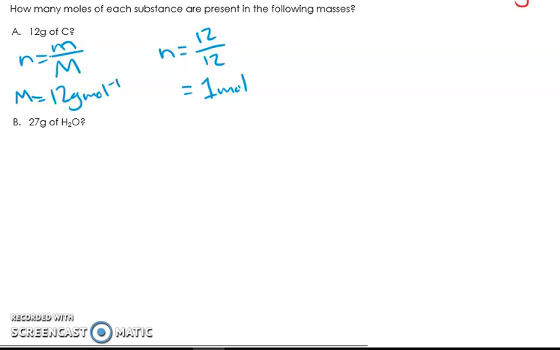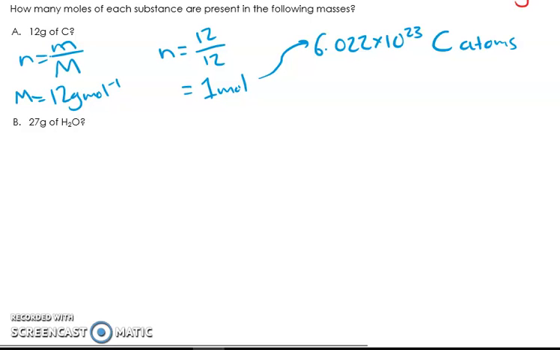Now to take this further, we know that this means that we actually have 6.022 times 10 to the 23 carbon atoms in our sample, because we have 1 mole. So it will contain an Avogadro's constant of those particles.